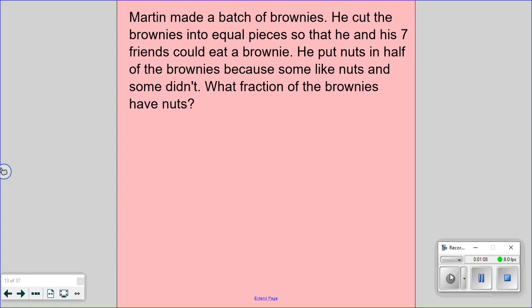He cut the brownies into equal pieces so that he and his 7 friends could eat a brownie. He put nuts in half of the brownies because some like nuts and some didn't. What fraction of the brownies have nuts?